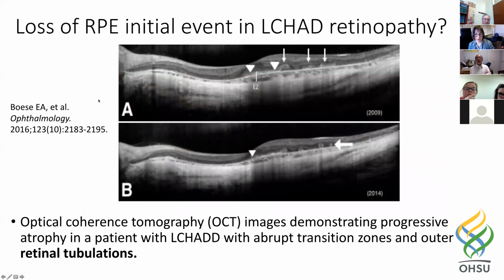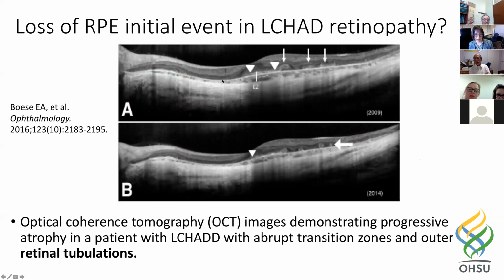One of the really cool new technologies is optical coherence tomography, or OCT imaging, where you can actually image the layers of the retina in vivo. So these are two different patients with LCHAD deficiency who we were able to get OCT images on. So in these images, I'll try to walk you through it.